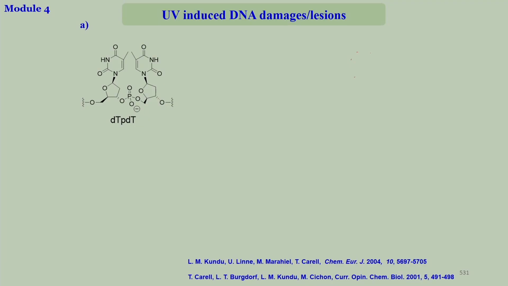Then module 4, we have seen here the chemistry that actually goes on inside our cells, which are the main key reasons for the development of mutations, which in turn are the reasons for aging and cancers. So, how the DNA gets damaged, how those damages are responsible for mutations, and how those mutations are adapted to cancer. And here we have of course talked first about the UV induced DNA lesions.